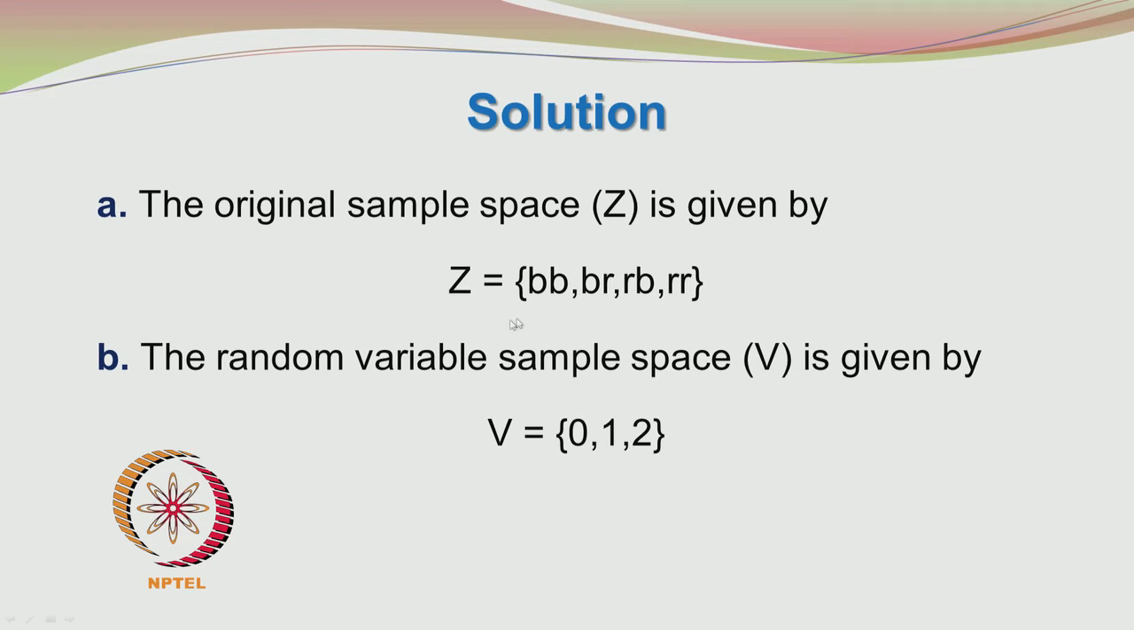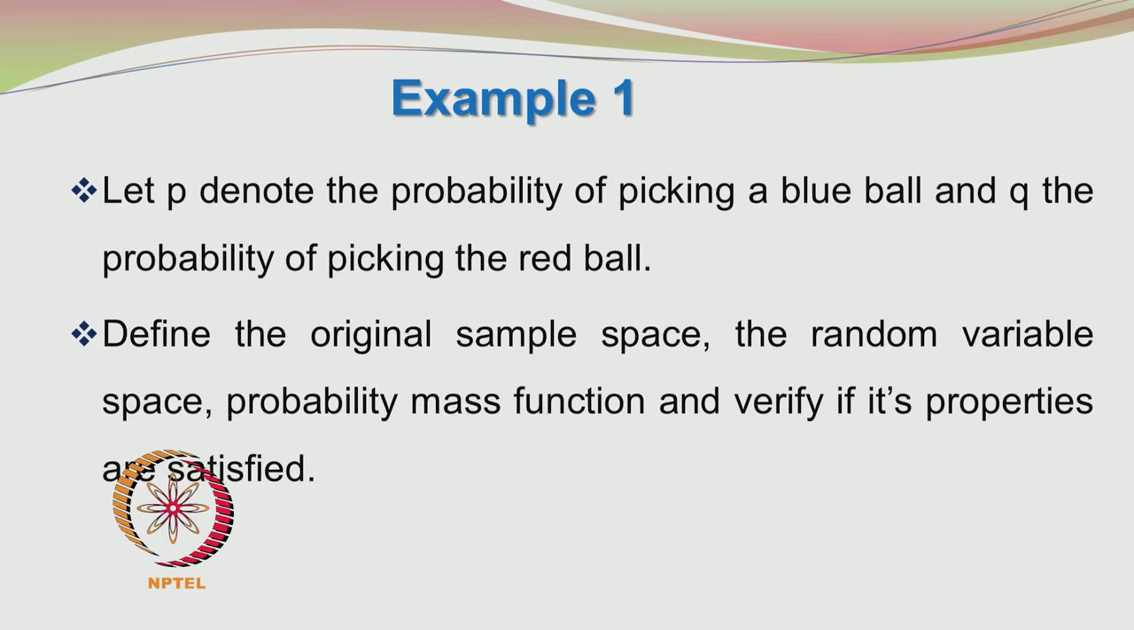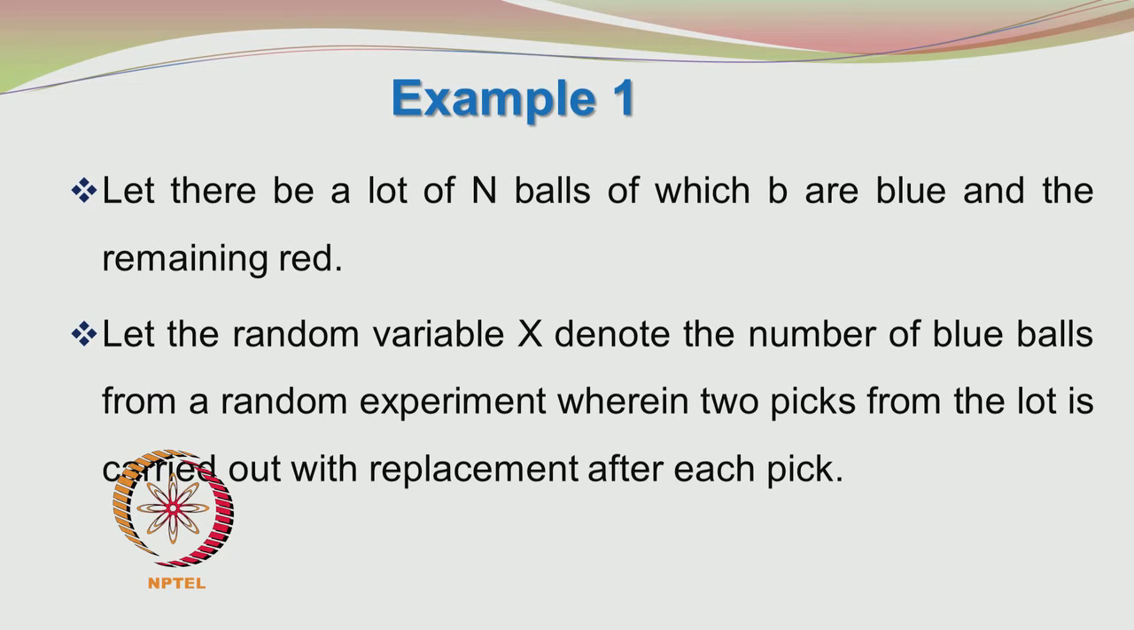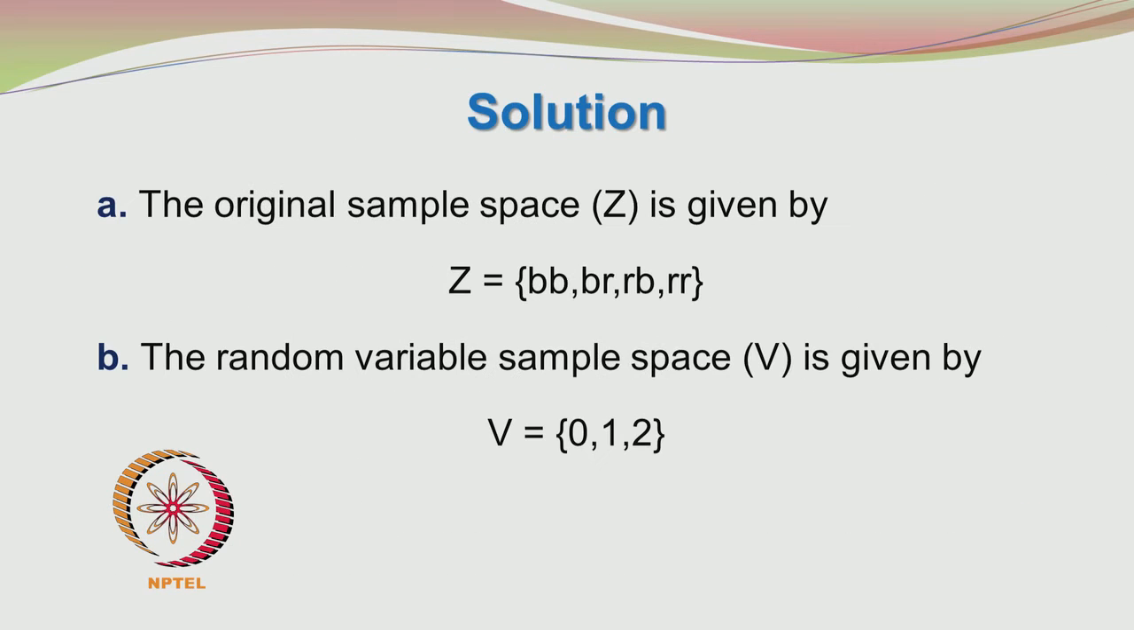So, the first event is both of them are blue balls. The next event may be blue ball and red ball or red ball and blue ball. It is also possible that you pick up 2 red balls. Since the random variable x was defined as picking up the number of blue balls, the random variable x is denoting the number of blue balls which have been picked from the random experiment.